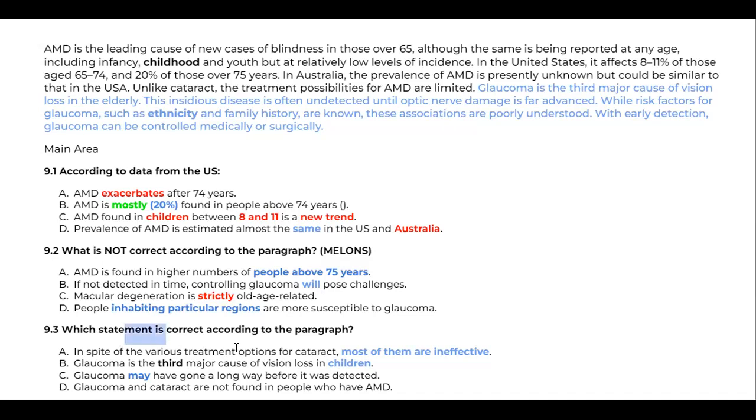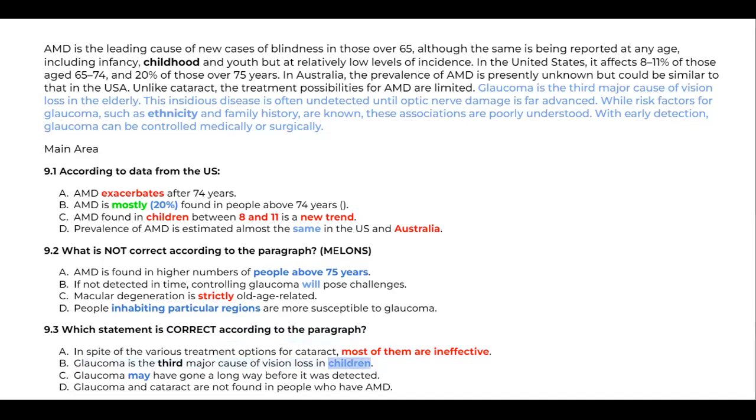Which statement is correct according to the paragraph? We are now looking for the correct sentence. Here we were looking for the incorrect sentence, and here we are looking for the correct sentence. That is very important: correct according to the paragraph. In spite of the various treatment options for cataract, most of them are ineffective. Nowhere does it say they are ineffective. Nowhere can we see that. We are eliminating one.